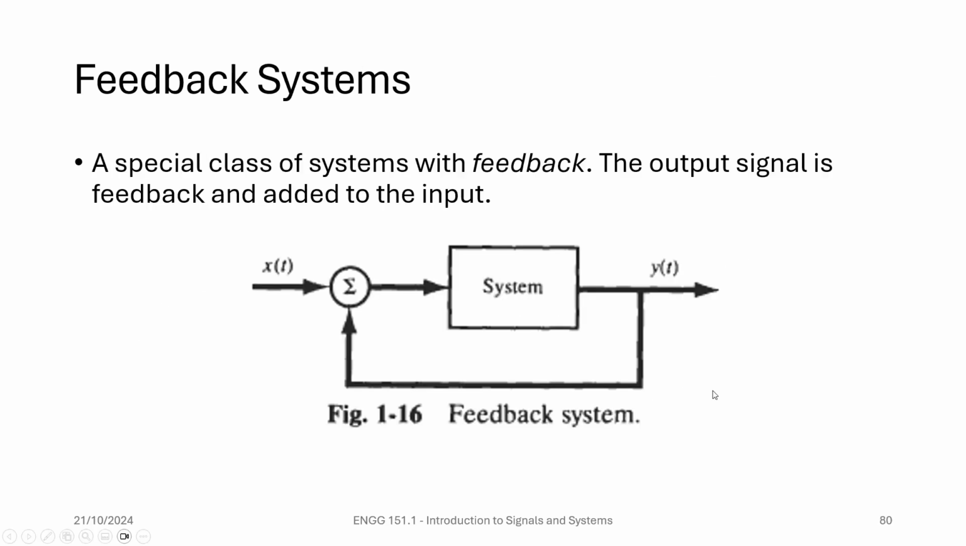Malinaw po yon, ano? Now let's talk about this particular system, what we call a feedback system. A feedback system is a special class of systems with, of course, from the name itself, feedback. Meaning, the output signal is operated back to the input, or added to the input. So say for example, x of t goes into the accumulator, then the output of the accumulator goes into the system and produces an output of y of t. However, this output y of t goes back to the accumulator for the next input.